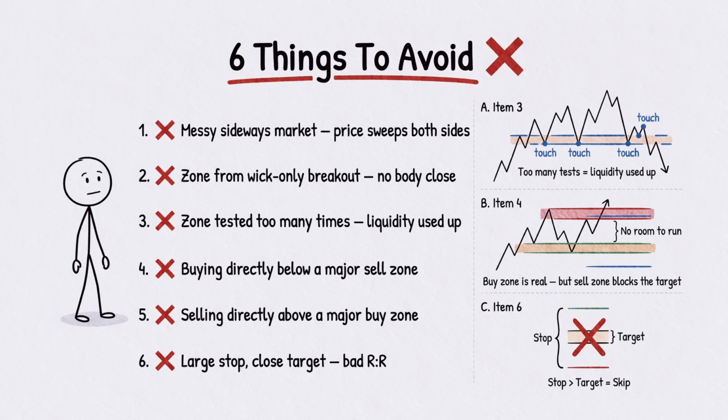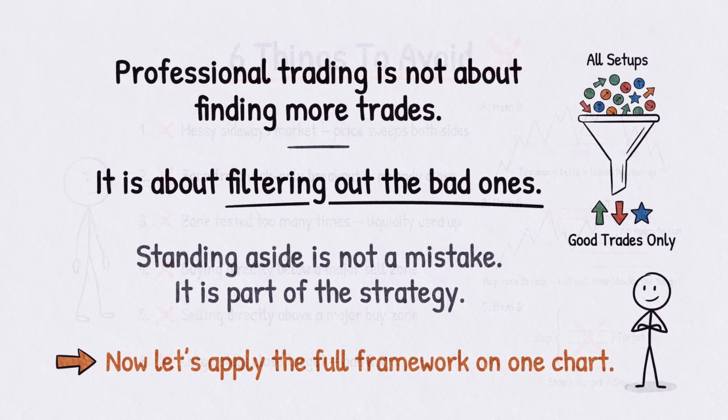Avoid buying directly below a major sell zone. Avoid selling directly above a major buy zone. And avoid trades where the stop loss is large but the next target is close. Sometimes the zone is real, but the trade is still bad because there is no room to get paid. Professional trading is not about finding more trades. It is about filtering out the bad ones. If one major condition is missing, standing aside is not a mistake. It is part of the strategy.